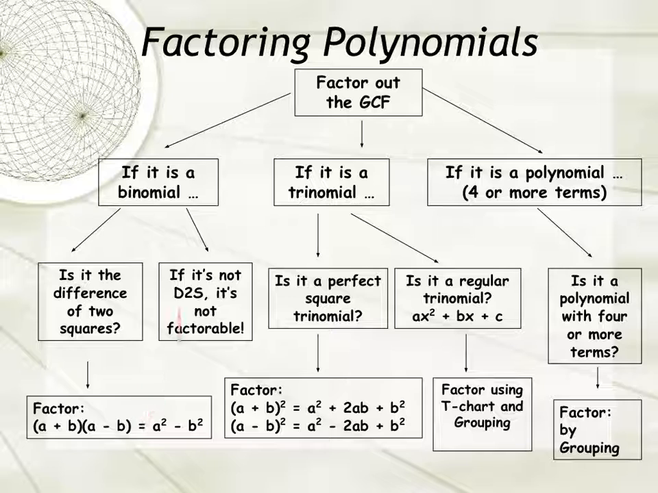D2S is difference of two squares. If it's not the difference of two squares, it's not factorable and you're done. All you could take out was the GCF.